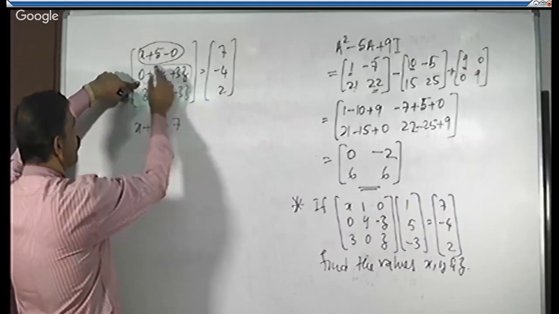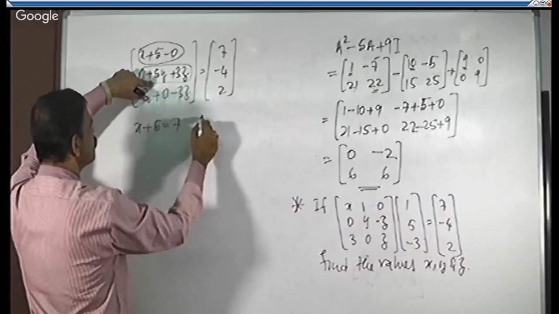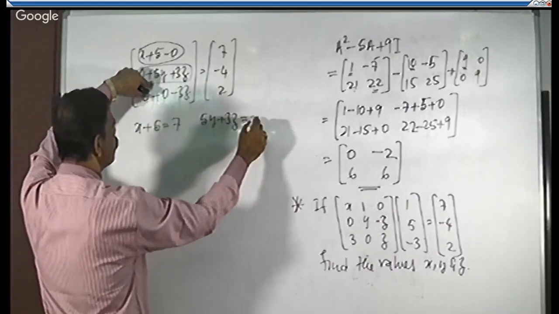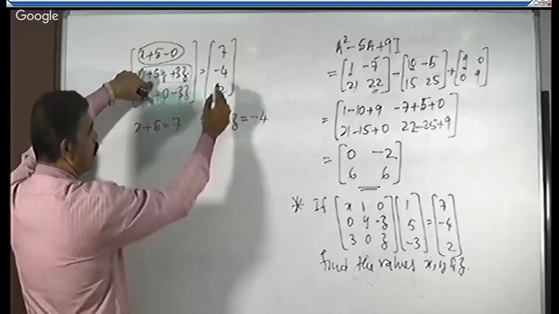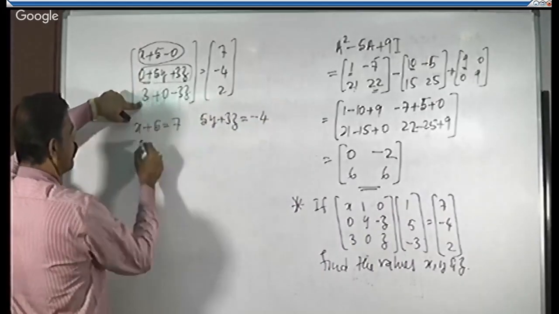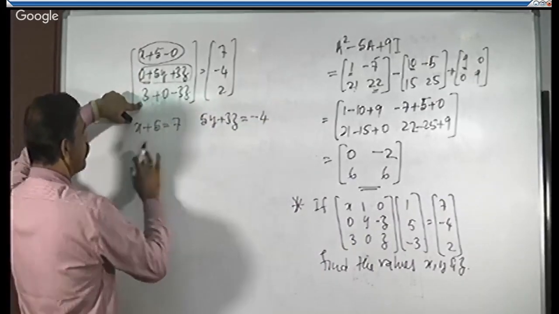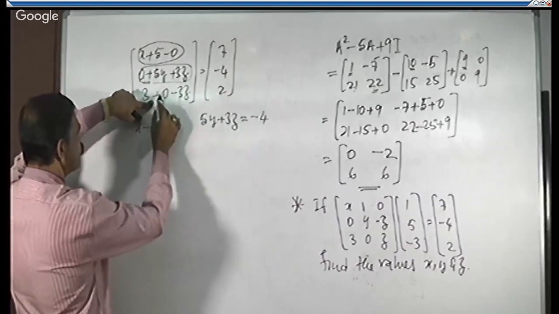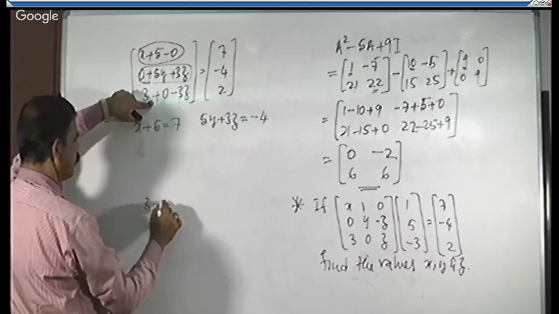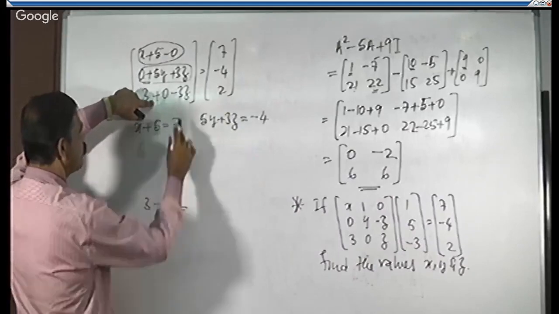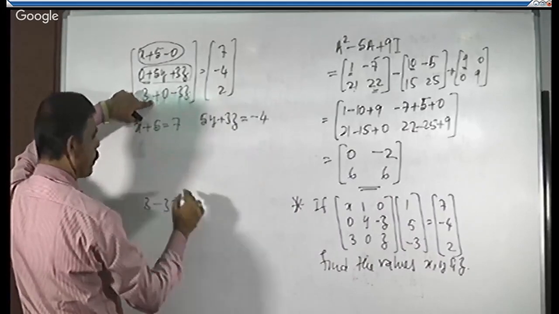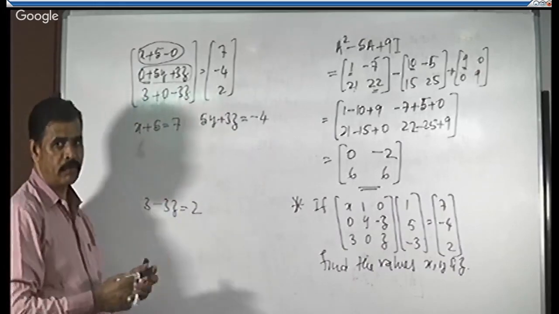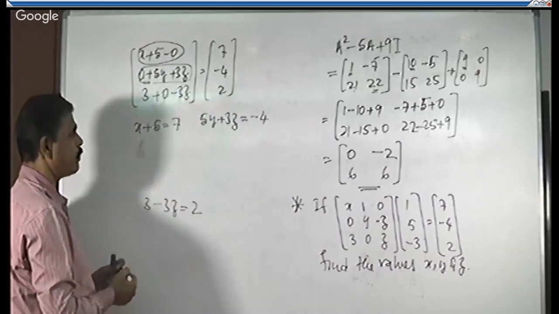This is a single element. 0 plus 5y plus 3z is equal to minus 4. 3 plus 0 minus 3z is equal to 2. From these three equations, we have to get the values of x, y, z.